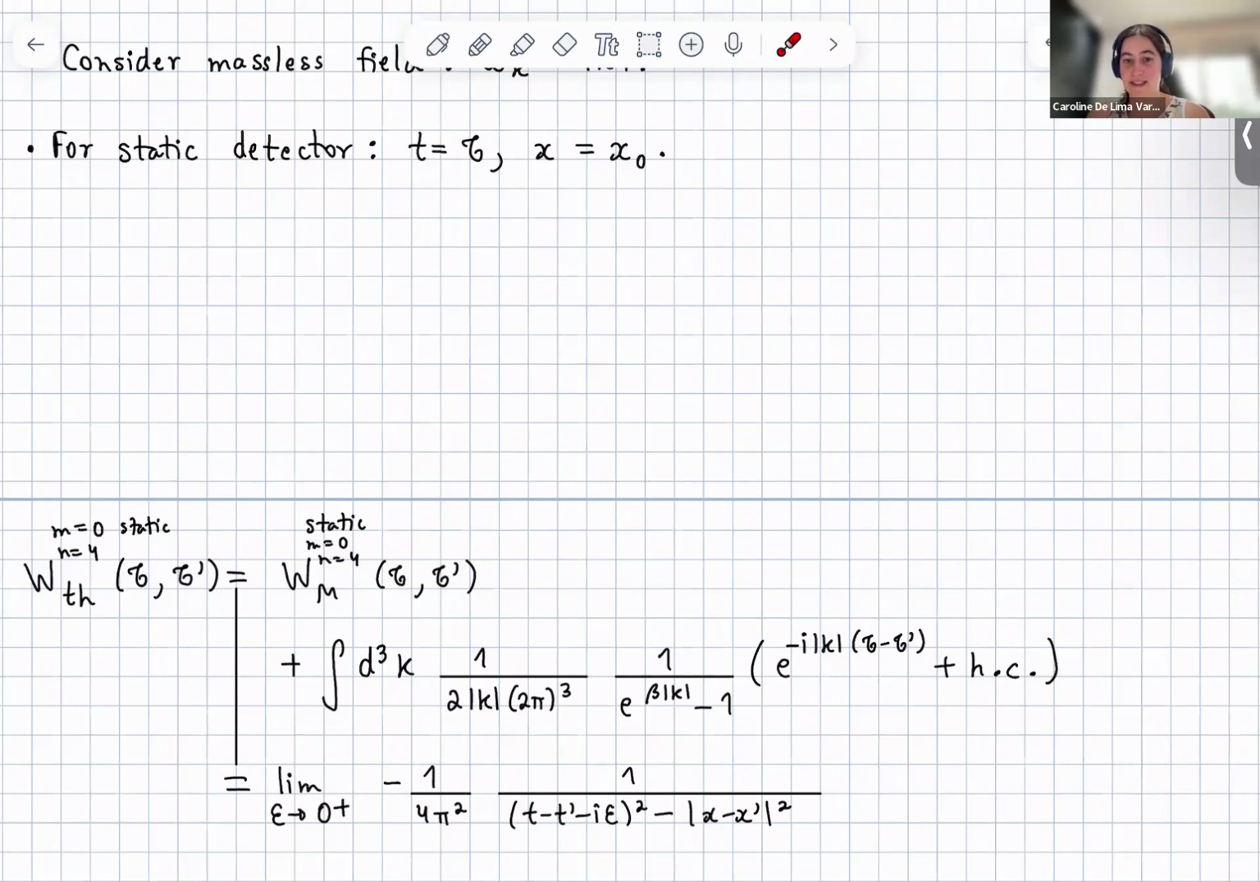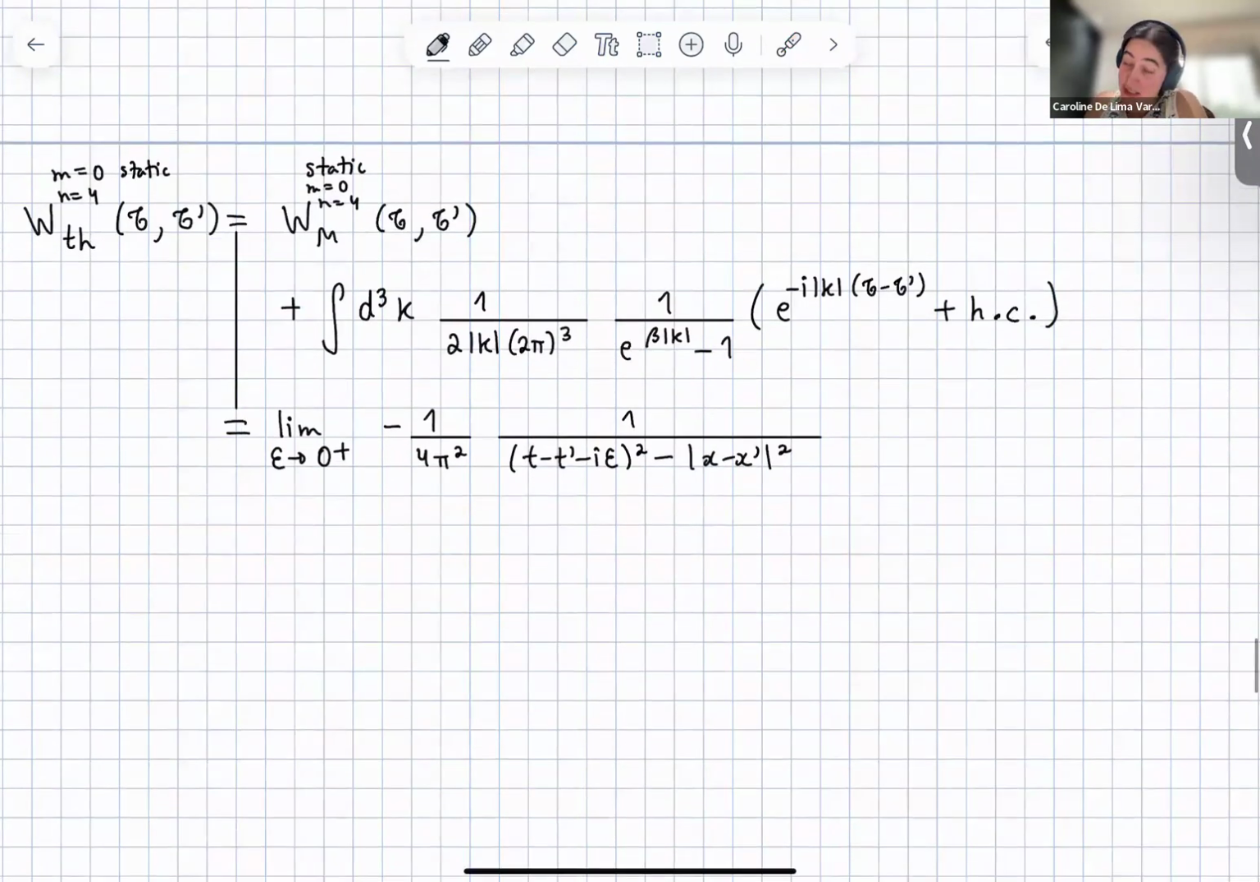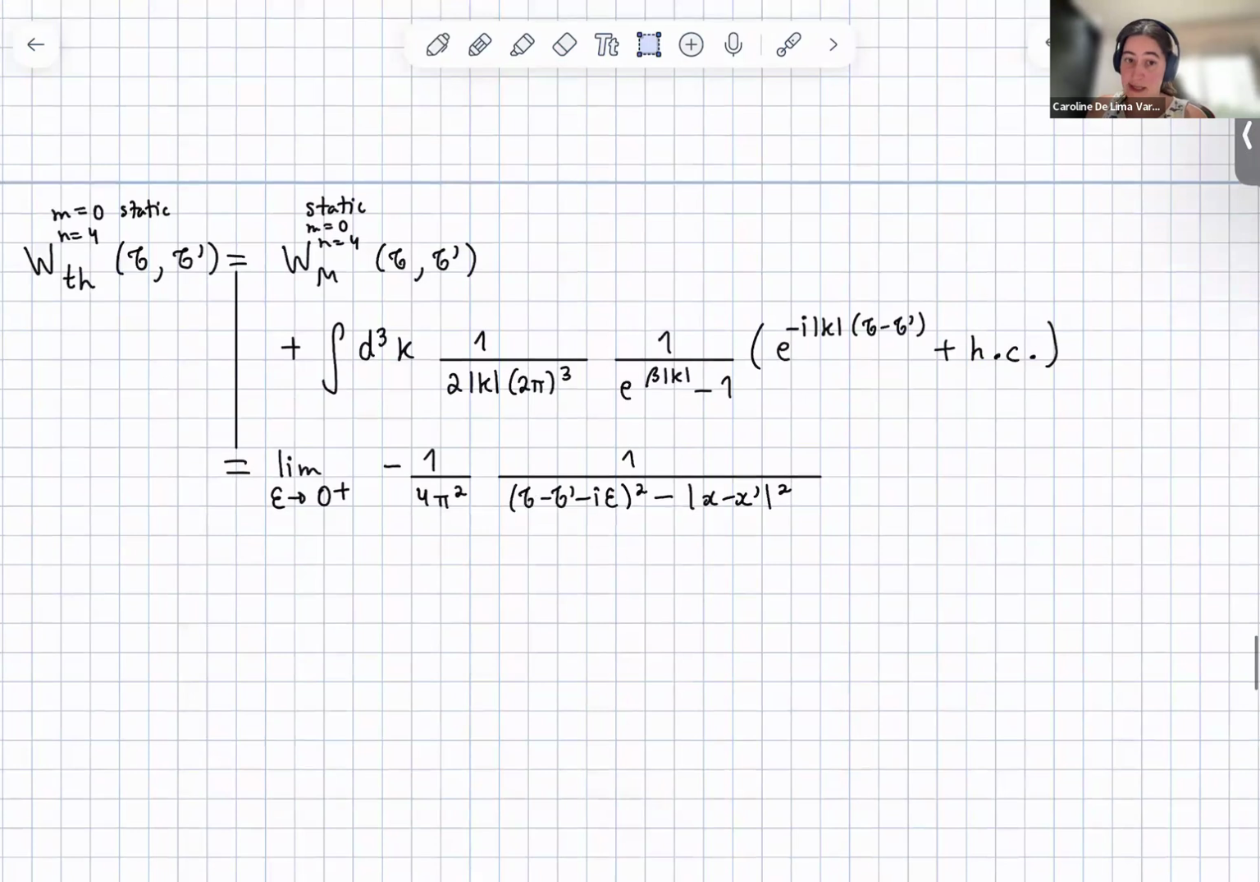Okay. So, if you just plug in, we know that t is going to be tau, right? So we have tau here. We have tau prime here. And then the spatial part is just going to drop, right? Because x minus x prime is going to be 0. So we know that this is the form that we have, right? Does it make sense?